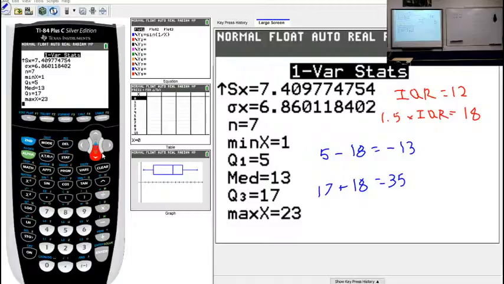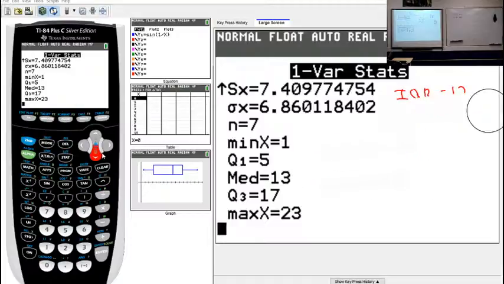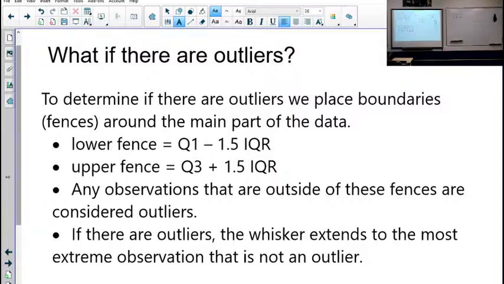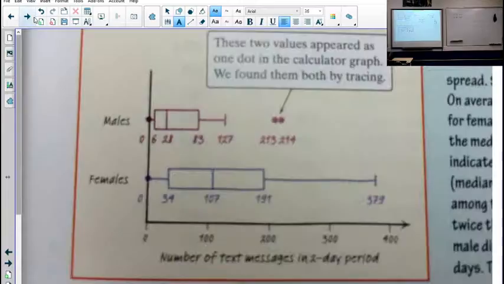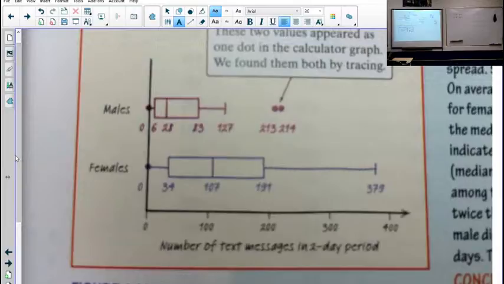And if we have outliers, then in the box plot, this is an example from the book, we'll have our smallest and our largest, but we'll extend to our largest value that isn't an outlier, and that'll be the end of our box plot. And then the outliers will be dots. That's how we show outliers.